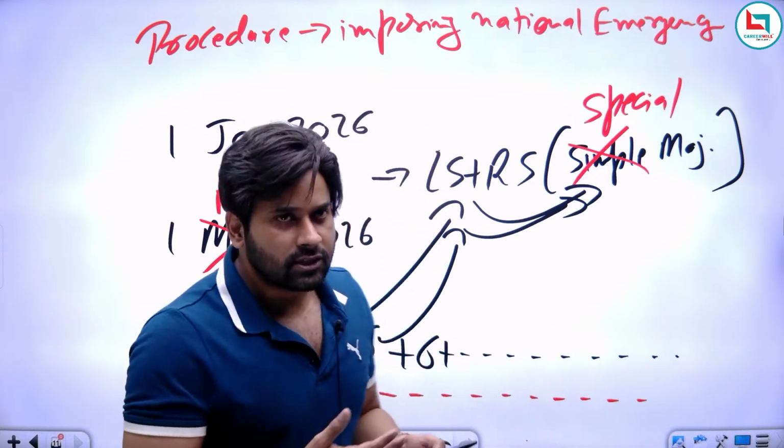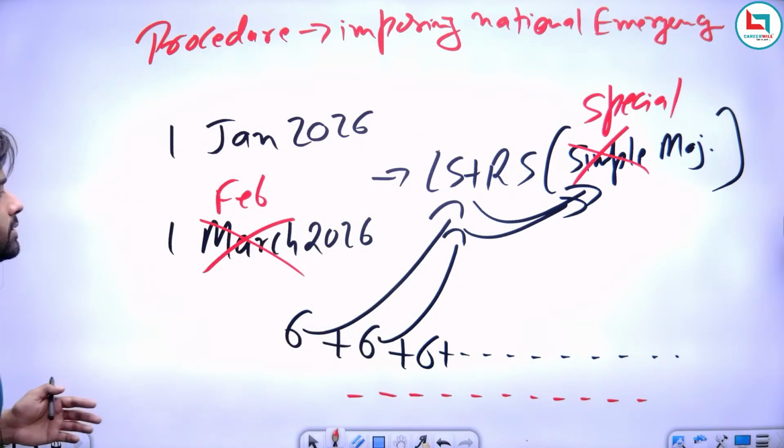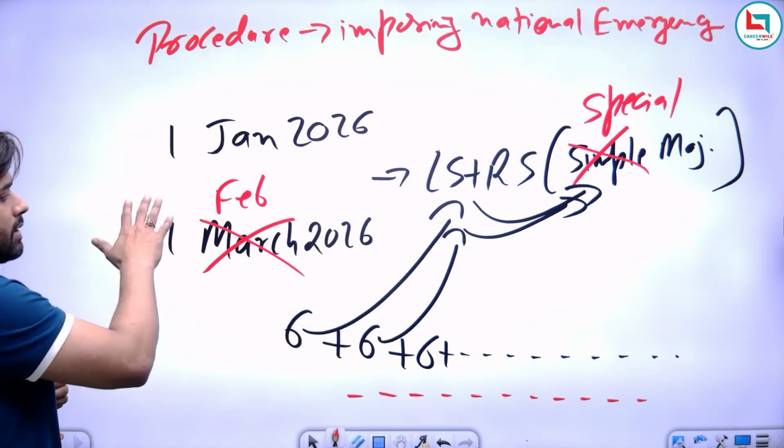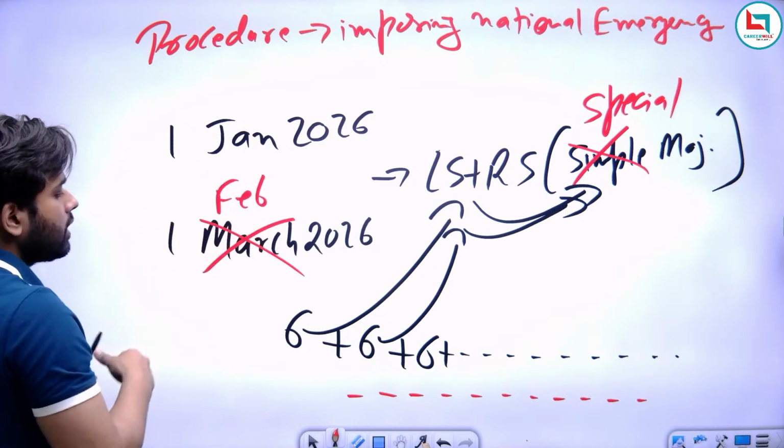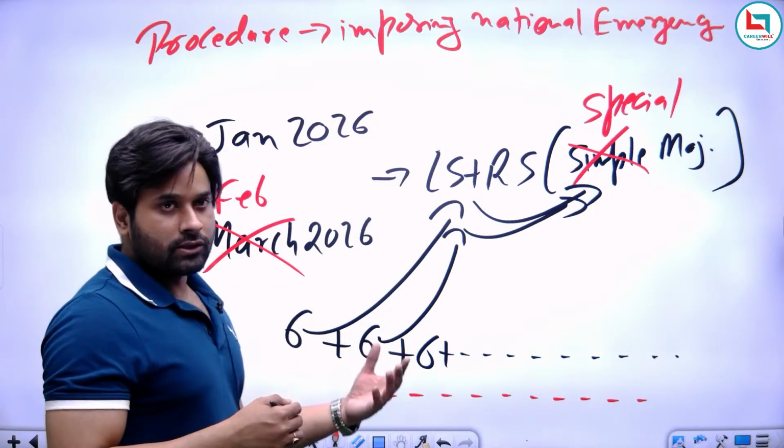So if you remember this particular thing, then you can straight away answer that it is within 1 month the national emergency should be approved. After 6 months, periodic approval is required.